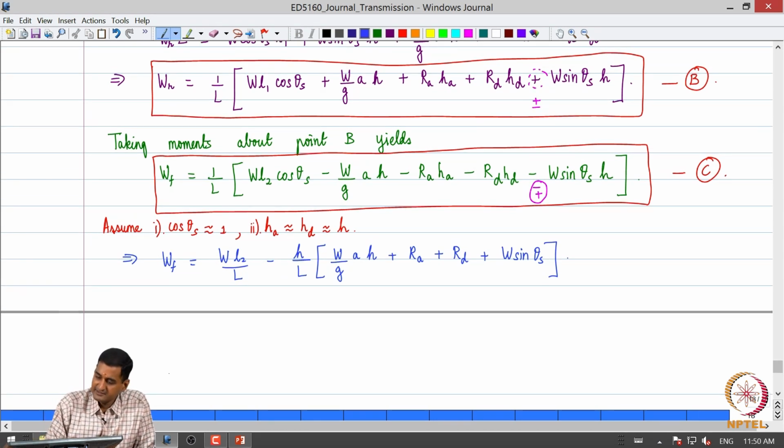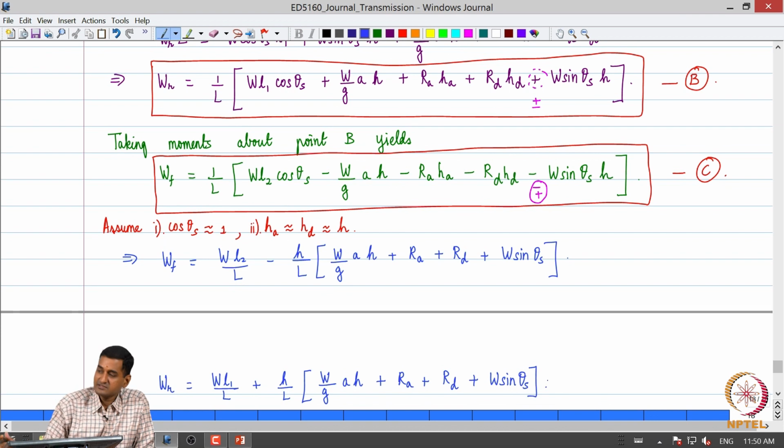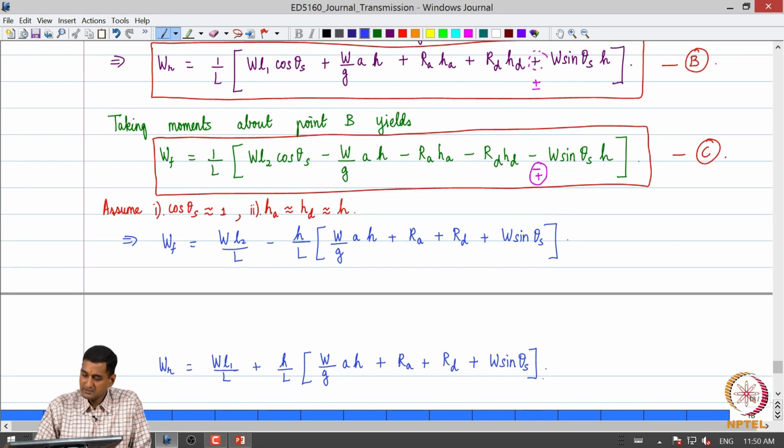So, it gets simplified in this manner. Similarly, WR will become WL1 by L plus h by L times W by g A plus RA plus RD plus W sin theta s. Okay, so, W by g A, h should not be there, sorry, h is not there in both the equations. Thanks. We have taken h outside, so h is no longer there. So, we get this equation.